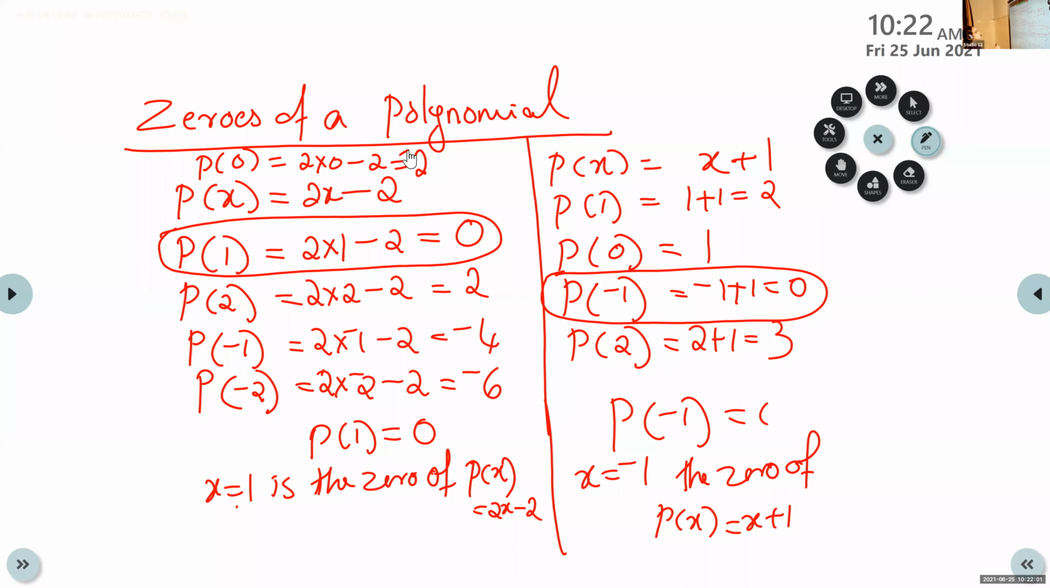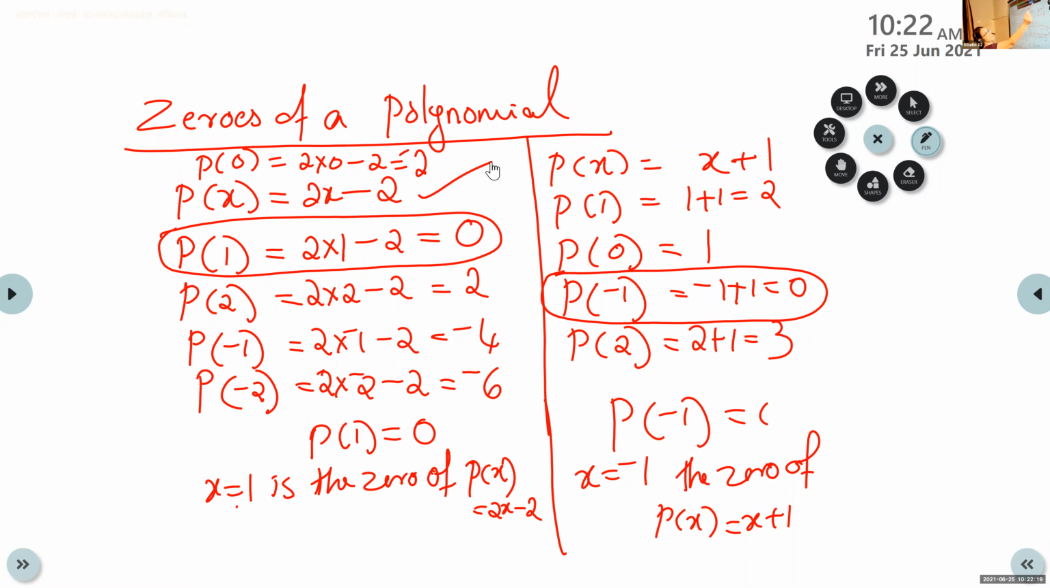Okay, you write first. Consider the polynomial. We should write this. Yes. Consider the polynomial P of x equal to 2x minus 2. Write this. Consider the polynomial.